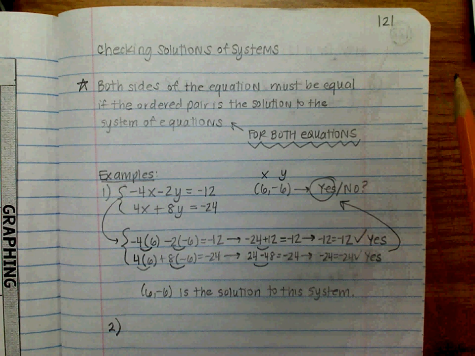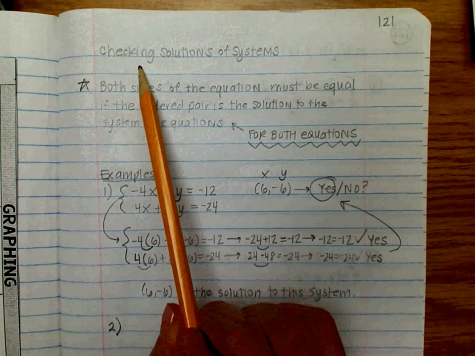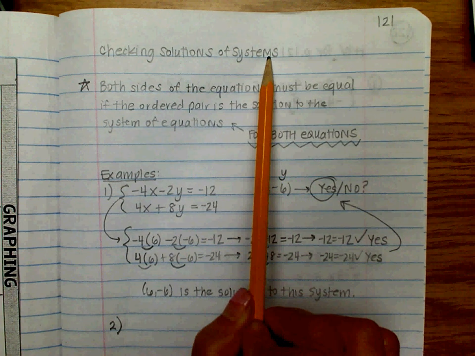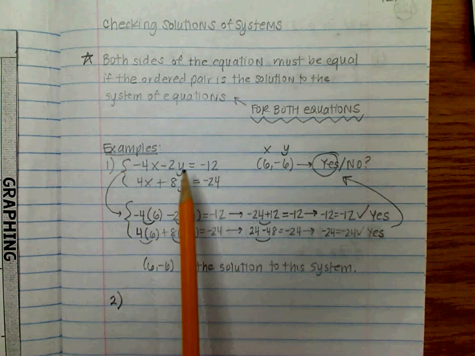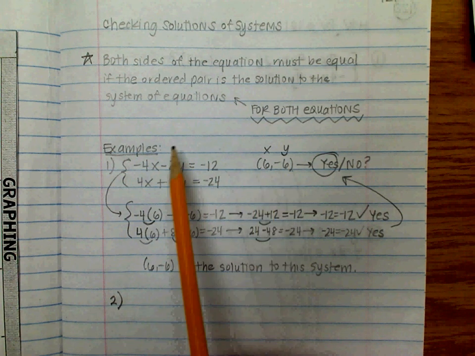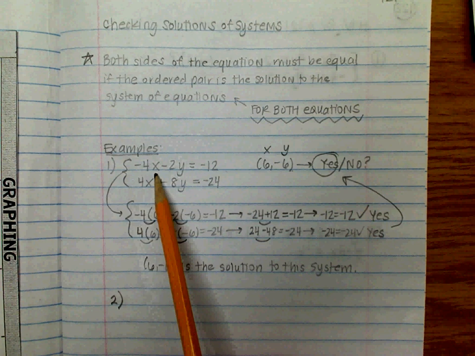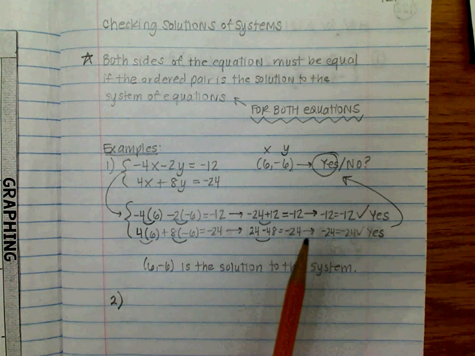But right now I'm going to go ahead and finish page 121. And again, as a quick refresher, it's about checking solutions of systems. And all of this just means that when you're given a system of equations and a possible solution, you need to test that. So put the x in wherever you see an x and put a y in wherever you see the y and see if they come out to be true.